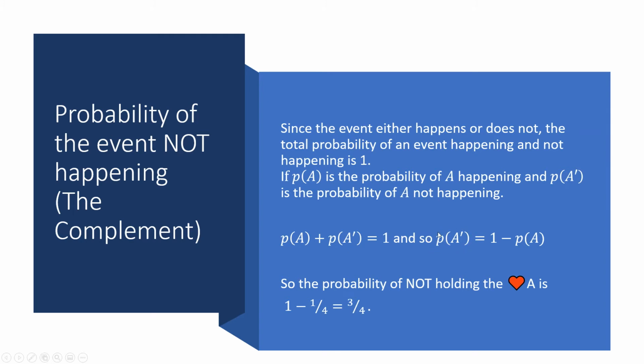I can rearrange this. The complement, the probability of the event not happening, is 1 minus the probability of the event happening. So the probability of not holding the ace of hearts is 1 minus the probability of holding it, 1 minus a quarter, which is 3/4. Or in other words, one of the other three players having the ace of hearts: 3 positive outcomes out of 4 possible, if I'm asking the probability of somebody else holding it.